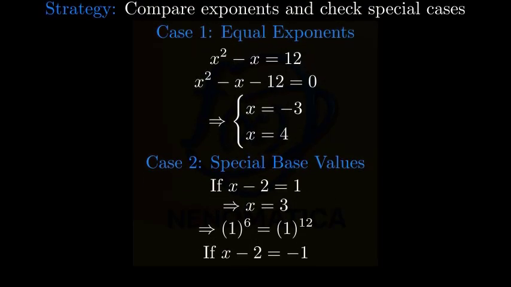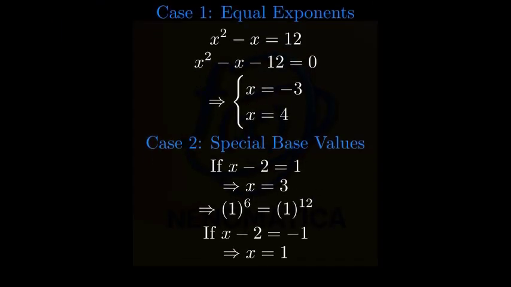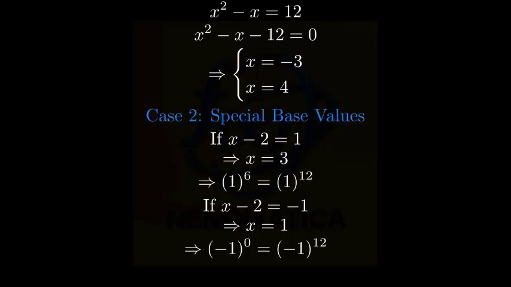Next, we check when x minus 2 equals -1. This gives us x equals 1. When we substitute, we get -1 raised to the 0 power equals -1 raised to the 12th power. Now, 0 as an exponent gives us 1, and -1 raised to the 12th power is also 1 because the exponent is even. So x equals 1 is also a solution.